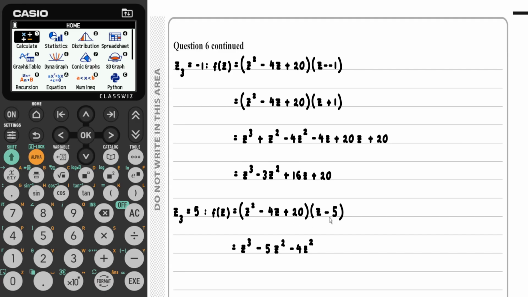-4z times by -5, that's positive 20z. Then we have 20 times by z, that's 20z. Then we have 20 times by -5, which is -100. And simplifying, we end up with z cubed subtract 9z squared plus 40z subtract 100. So the two possible cubics will be z cubed subtract 3z squared plus 16z plus 20, or z cubed subtract 9z squared plus 40z subtract 100.